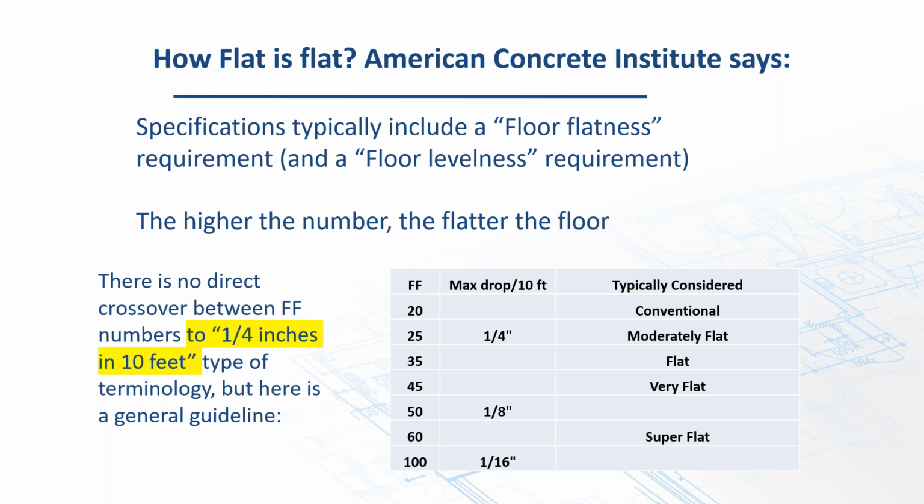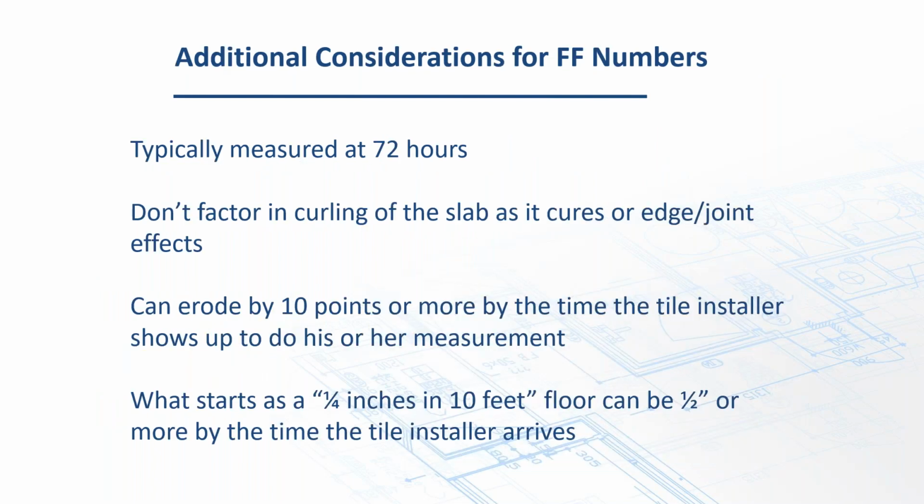So totally different animal. But just to give you a little bit of an idea, the FF numbers for 1/4 inch in 10 feet are close to 25, but with tiles larger than 15 inches on one edge, you really need to be up around 50. As I said, they're typically measured within the first 72 hours. Doesn't factor in any curling of the slab because it stays away from edges. So around the expansion joint or a movement joint, you can really have some real curling.